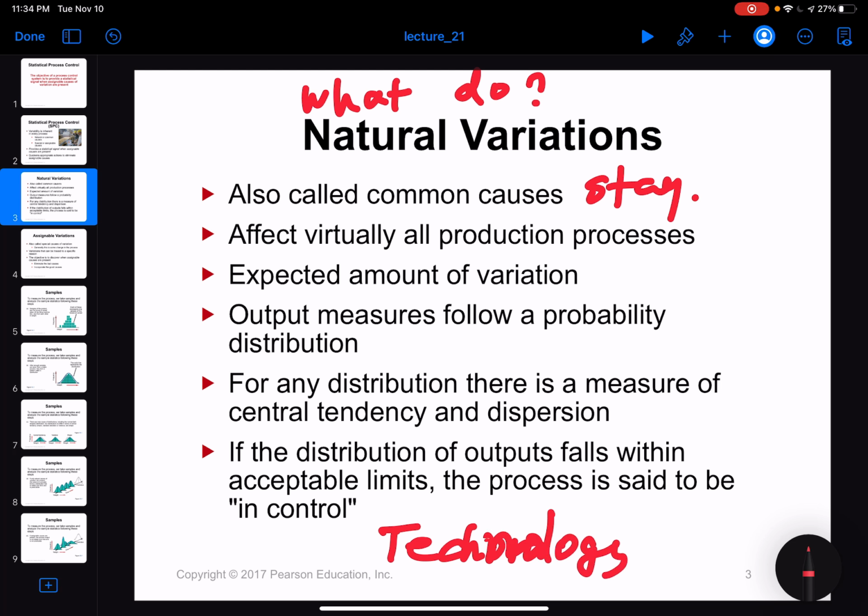Natural variation is caused by technology. When the technology improves, the natural variation will probably be better controlled. But basically, these are not bad things, and they are not good things either. These are things we cannot get rid of entirely. Even if you work very, very hard to get rid of it, it's not possible. So the natural variation will be here all the time.